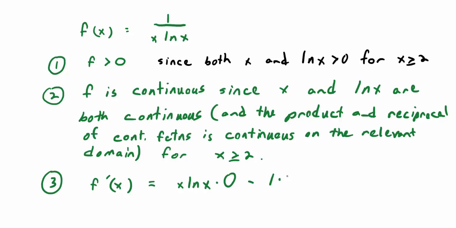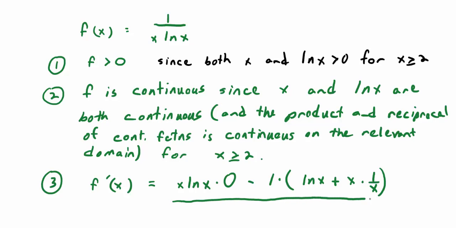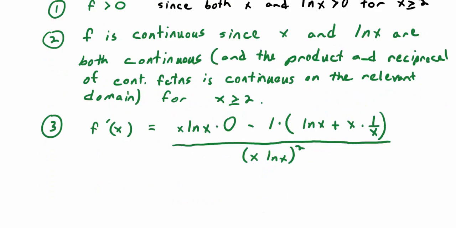So depending on how you like to do it, you can take the derivative of the first times the second. So that gives us 1 times natural log of x plus the first times the derivative of the second, x times 1 over x, however you want to write it, either way. And then all that is over x natural log x squared. So this isn't going to be so bad, is it?